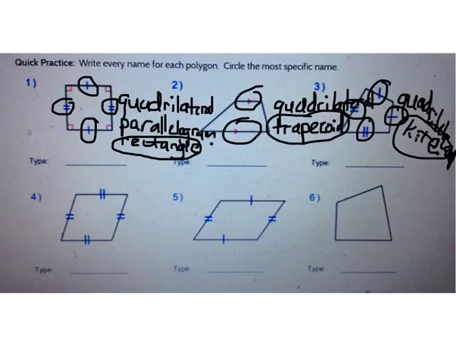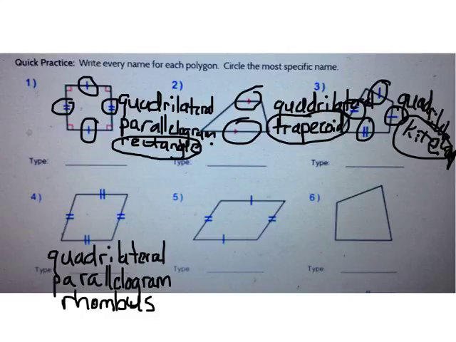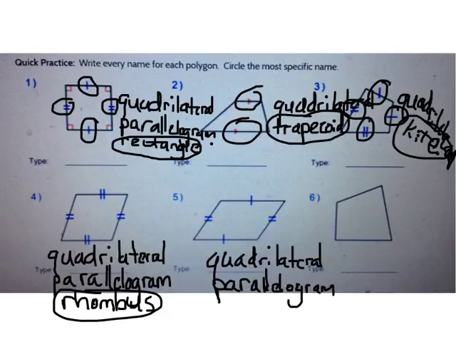Now you try one. Which names could apply for number 4? Number 4 is a quadrilateral and has 4 sides. It's also a parallelogram. The opposite sides are parallel. But the most specific name is rhombus. It has 4 equal sides. Now you try number 5. Number 5 is a quadrilateral and a parallelogram. Parallelogram is its most specific name.